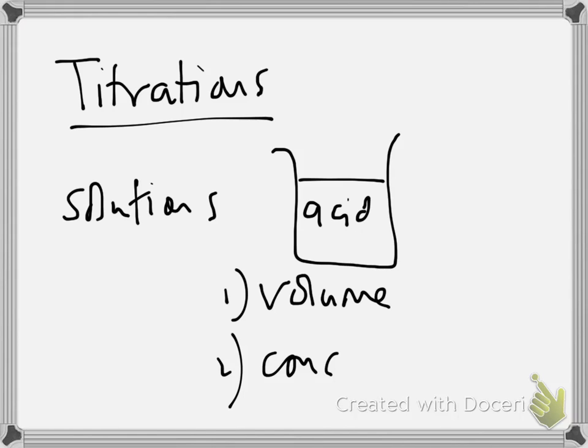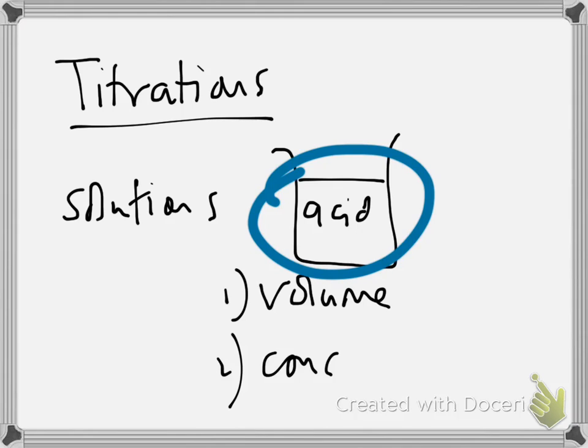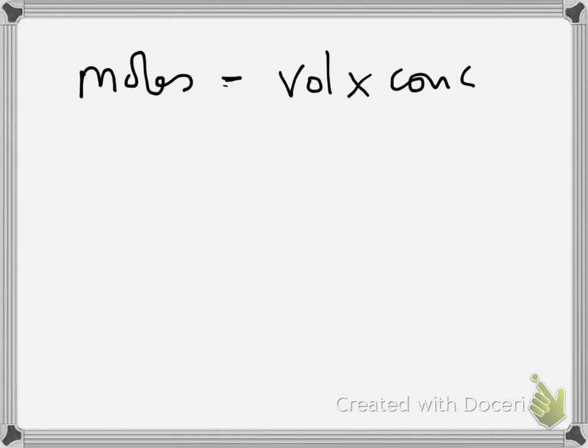Now, as soon as we know the volume and concentration, volume being the amount of stuff in here and the concentration being the ratio of acid to water, we can work out something called moles. What are moles equal to in terms of volume and concentration? They're equal to volume times concentration over 1,000. So if we know volume and concentration, we can work out moles.